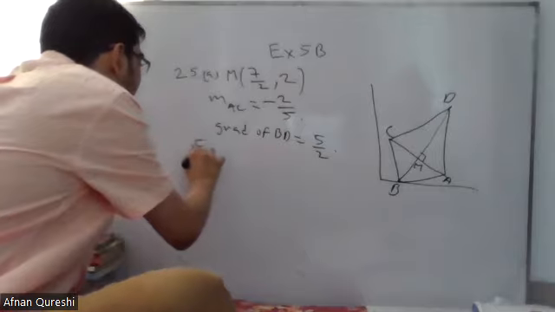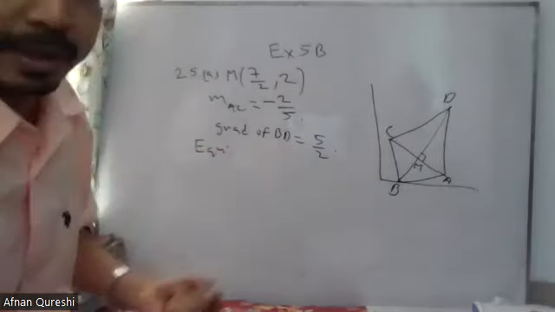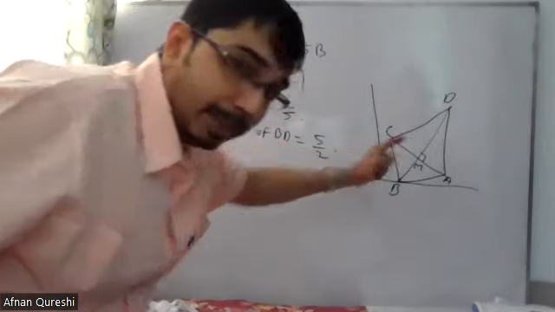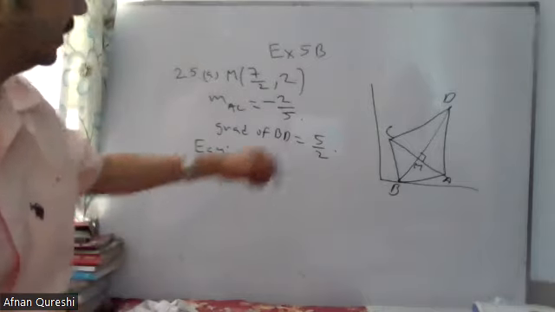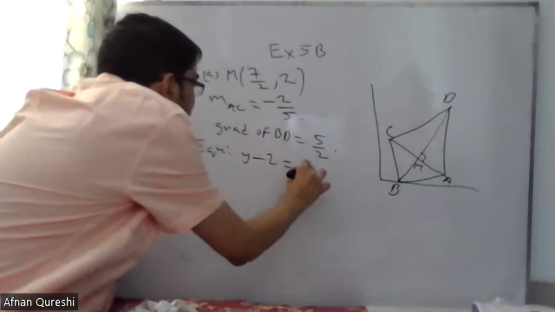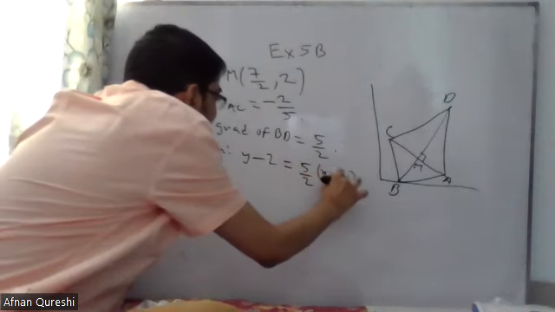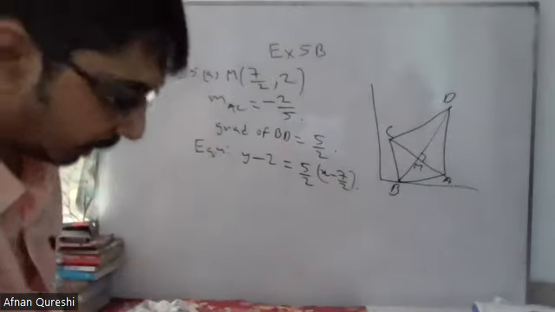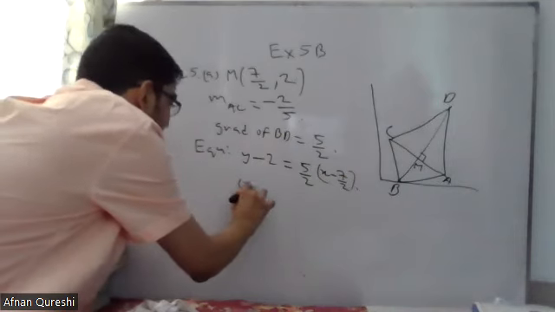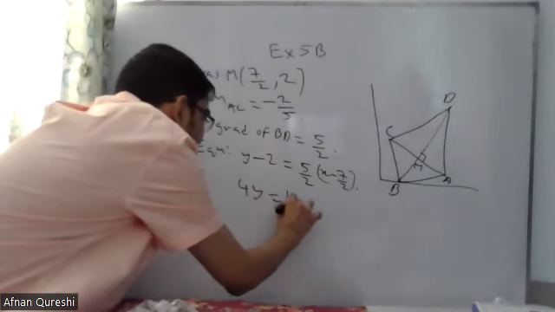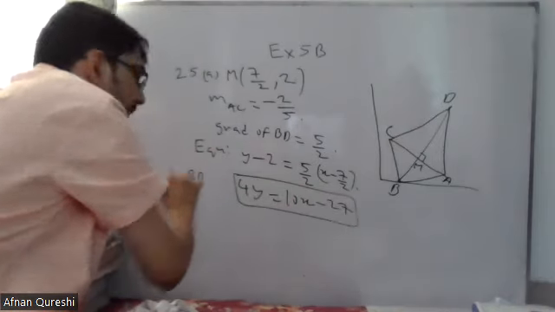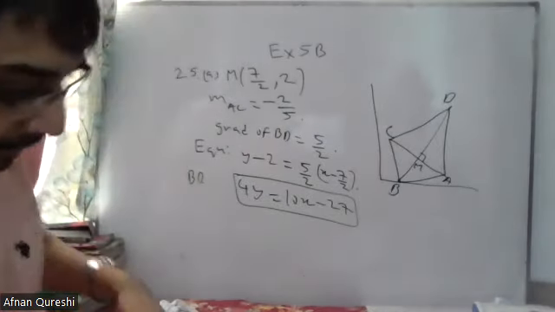So the equation of BD: I need to know a point and the gradient of the line. The point is neither B nor D, the point is M. M lies on BD. And the gradient is 5 by 2. So y minus 2 is equal to 5 by 2 into x minus 7 by 2. If I simplify this, I ultimately get this equation: 4y is equal to 10x minus 27. This is the equation of BD.